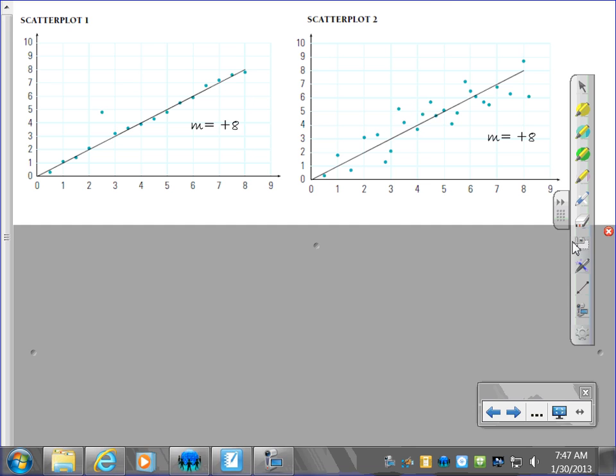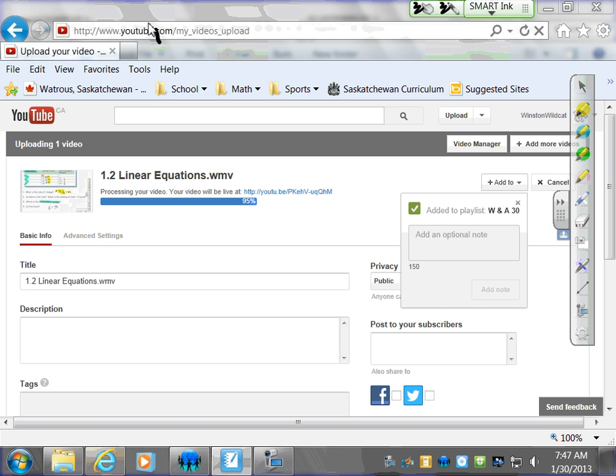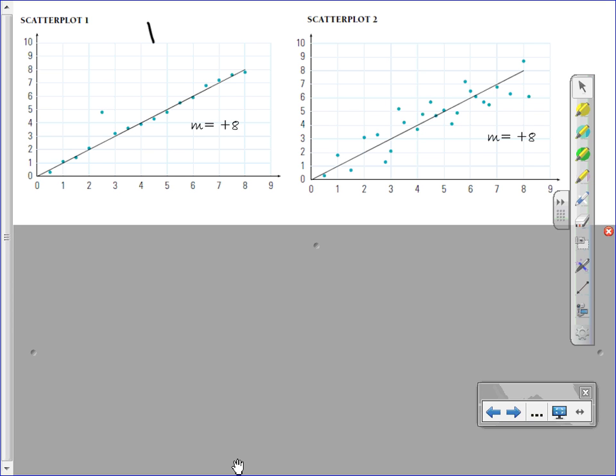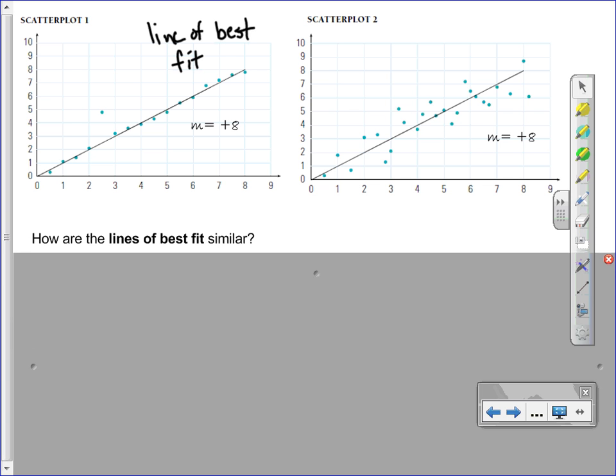Now that line is something called the line of best fit. The line of best fit is kind of arbitrary, which means that it's not a perfect science, but we draw a line that looks like the general slope of the data. And when these are both drawn, they actually end up being the same slope. So when we talk about how they are alike, they are exactly the same slope if we calculate the change in y over the change in x. And they're both positive because they go up from left to right.